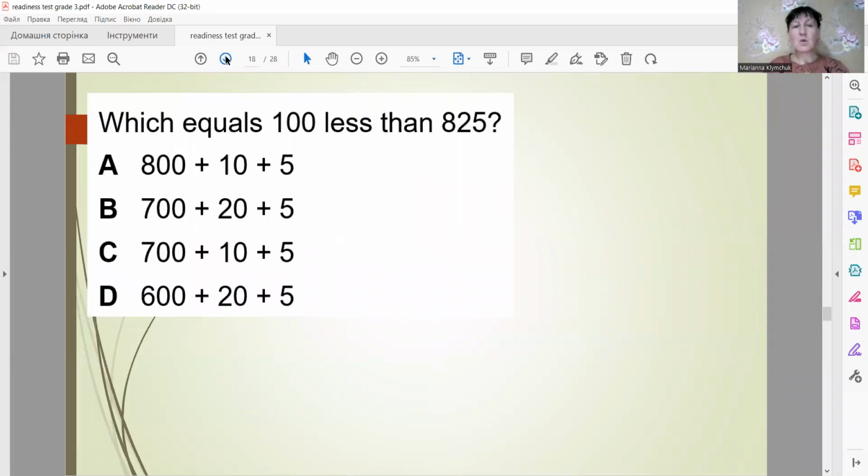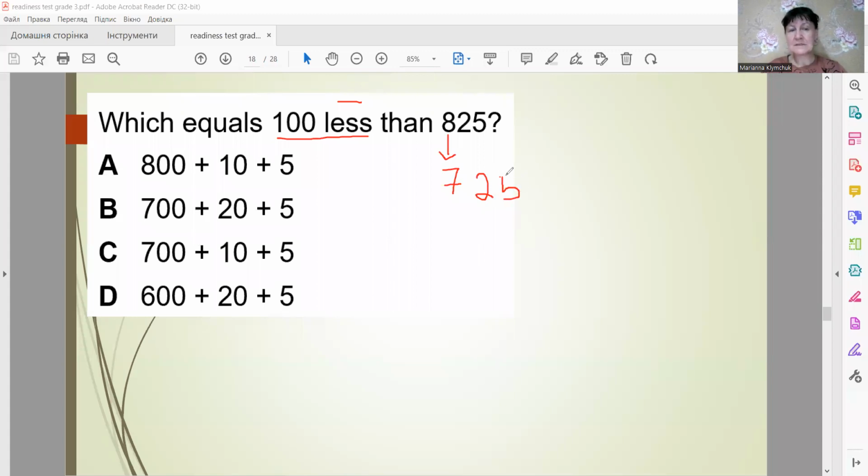Okay, which equals 100 less than 825? What does 100 less mean? Less means minus, so minus 100. If we do minus 100, what number? 8 minus 1, we get 700, but the same 20, and the same 5.